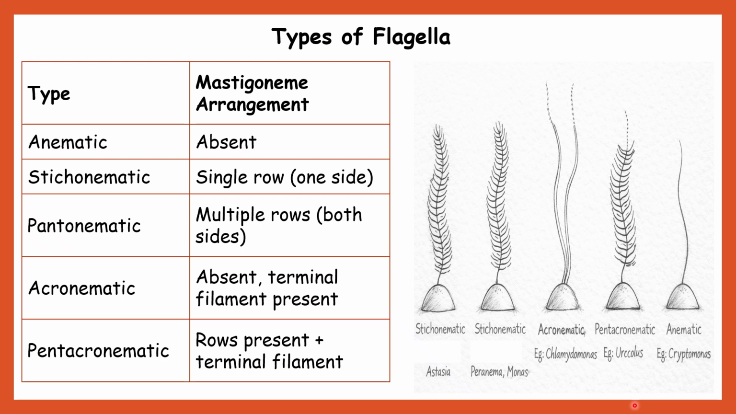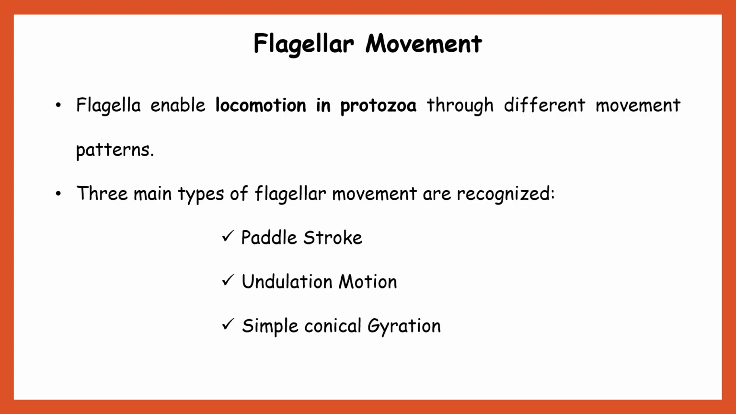In this acronematic type, it doesn't have any mastigonemes, but we can clearly see the presence of a terminal filament like this. That is an acronematic type, and the best example for this is Chlamydomonas. Coming to pentacronematic, if you mix pentonematic and acronematic, that means the presence of the mastigonemes plus the presence of the naked filament, it becomes pentacronematic, and the example for this is Euglena.